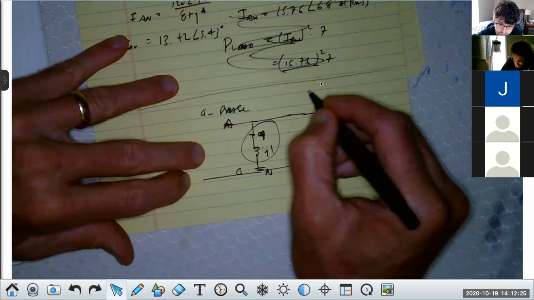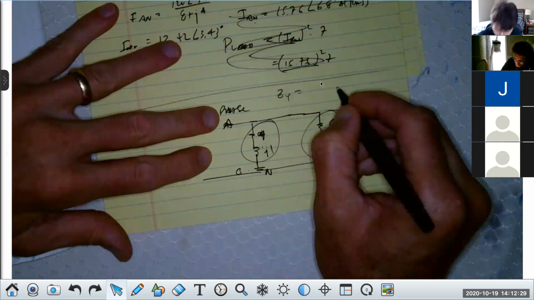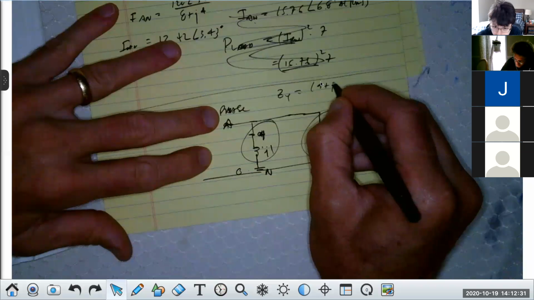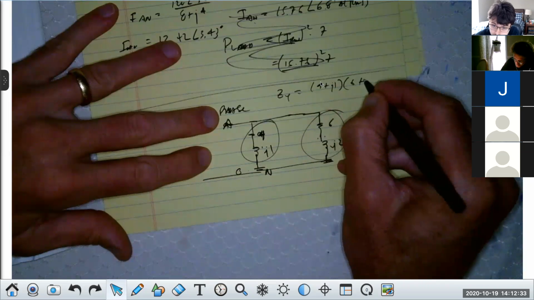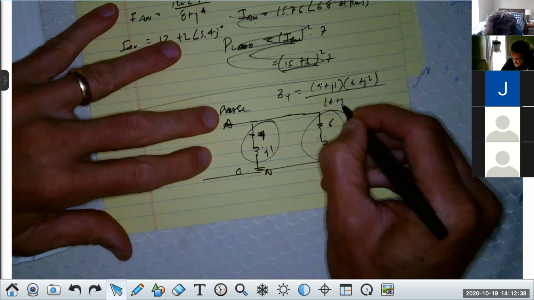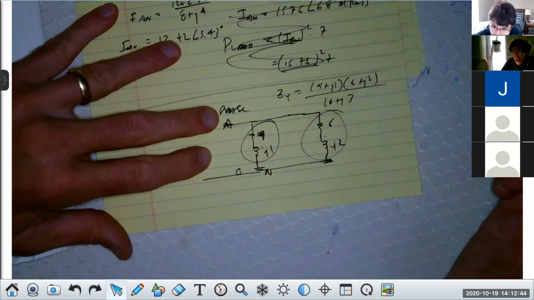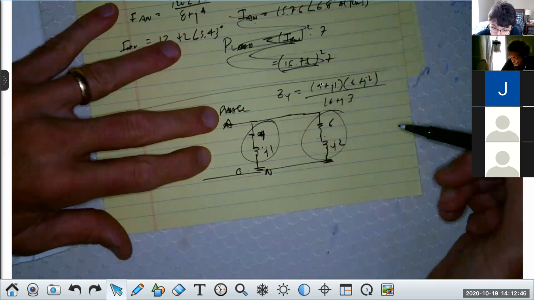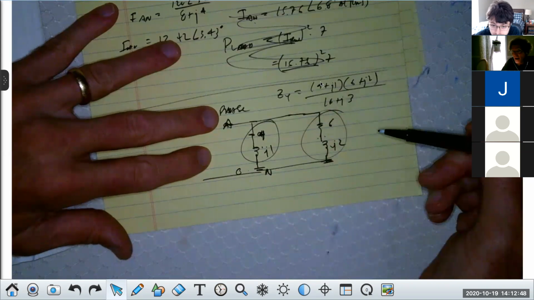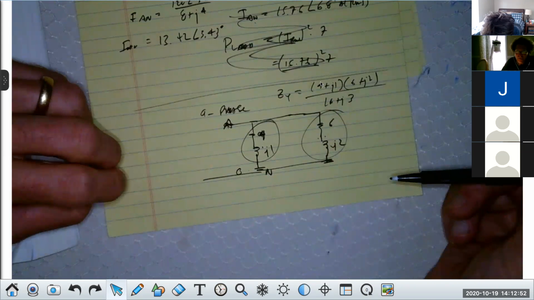You could say that Z Y equivalent would be equal to 4 plus J1 times 6 plus J2 over the sum, which would be 10 plus J3, right? Okay, and that would be ZY, and Z delta would be that value times 3, correct, class?